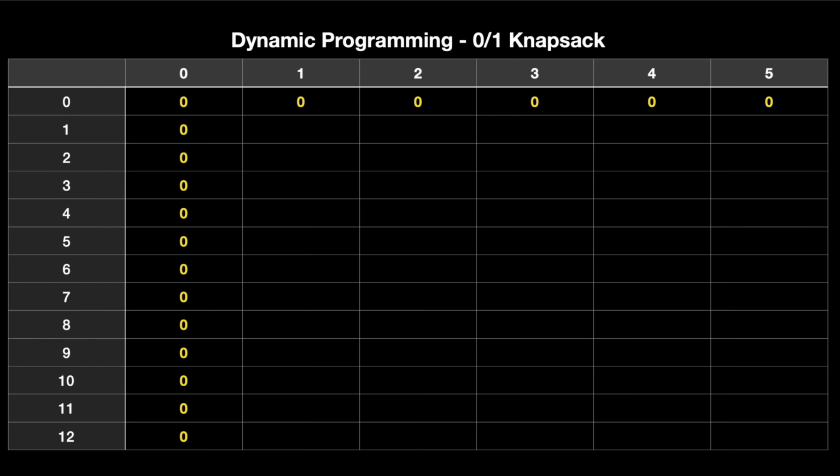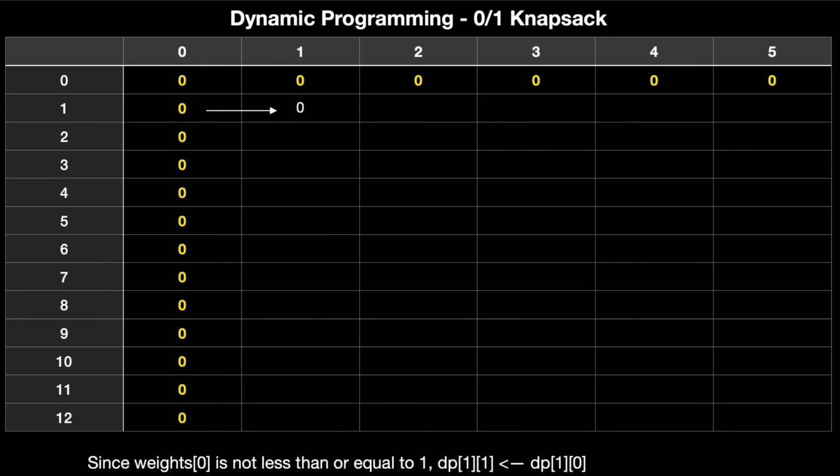We initialize the first row and then the first column. Now dp of 1, 1: since the zeroth weight is not less than or equal to 1, dp of 1, 1 will be just dp of 1, 0. So this guy's value will be this guy's value.